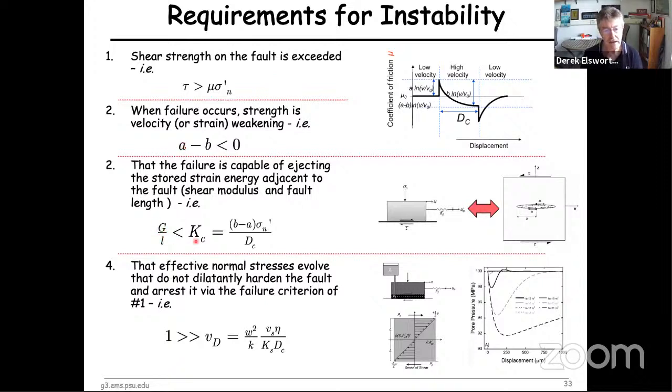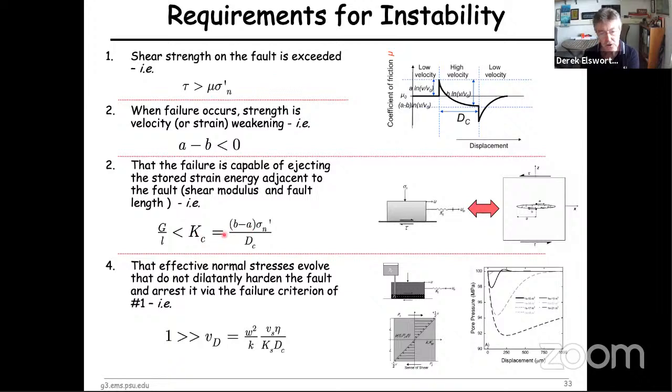And you also have to have a system where the stiffness of the surrounding system is softer than the fault itself, so that it ejects all the energy into the fault instantaneously as an earthquake, rather than just being ductile deformation. So it's like catastrophic failure in the lab, where you stress a specimen. The specimen is stiff, but the loading frame is soft, and all the energy from the loading frame comes out through the system. And that's defined in terms of this system stiffness K sub C.